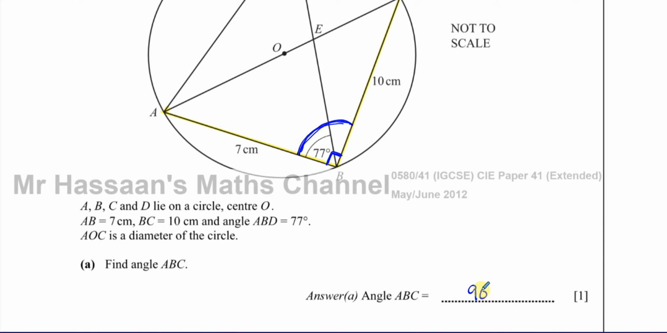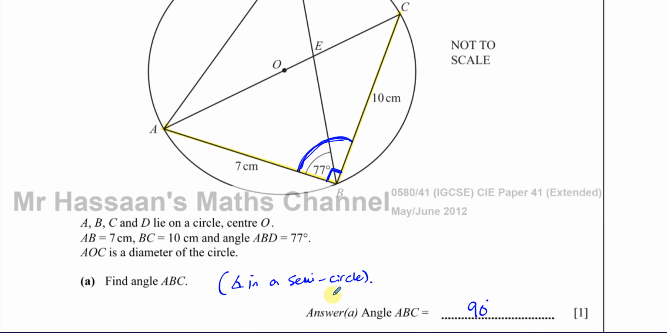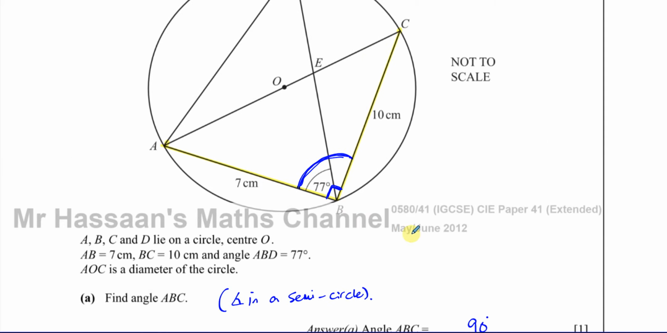They didn't tell us to give a reason, but if you want to give reasons, you can say angles in a semicircle. That's enough for the examiner to understand. You don't have to write this, but just in case you do, that's how you would describe the reason for this answer: this angle standing on the diameter, angles in a semicircle. All right, so that's part A, angles in circles.